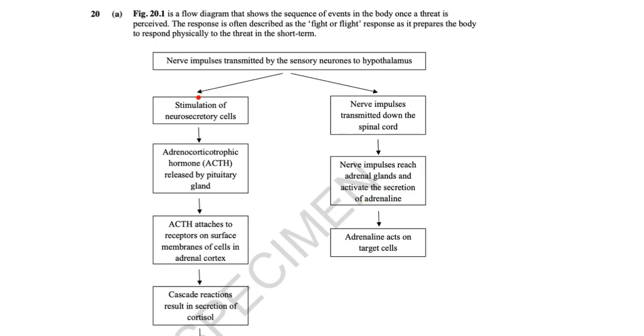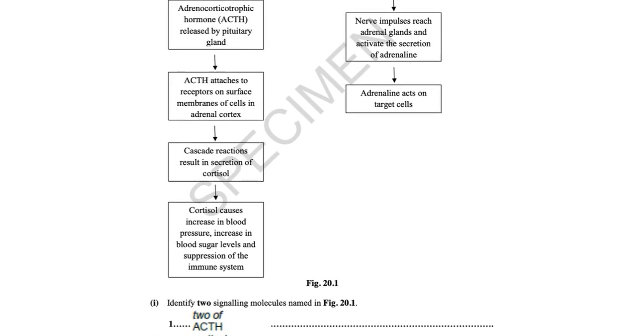Then you also have, at the same time, stimulation of neurosecretory cells, which releases ACTH by the pituitary gland near the hypothalamus in the brain. The ACTH attaches to receptors in the adrenal cortex. That results in the release of cortisol, and cortisol causes an increase in blood pressure, change in blood sugar levels, suppression of the immune system, all of the parts of the fight or flight response.